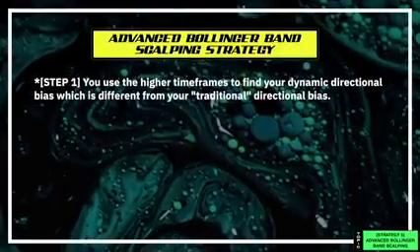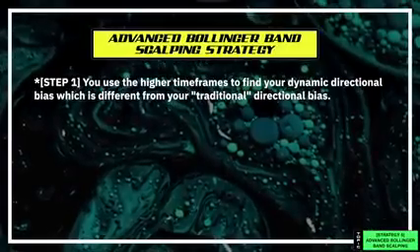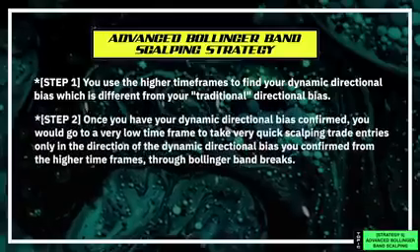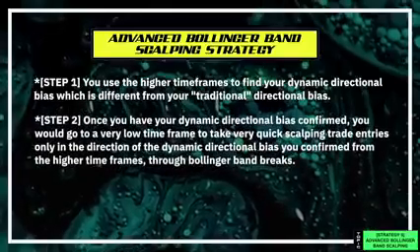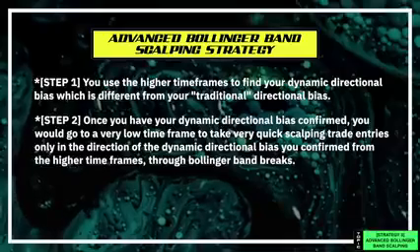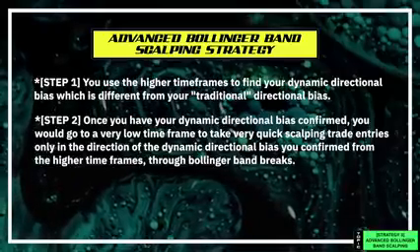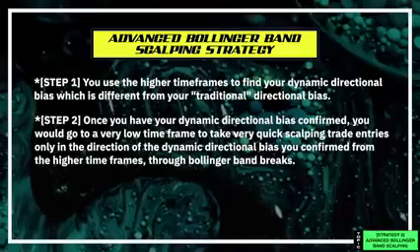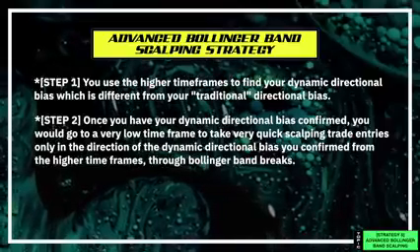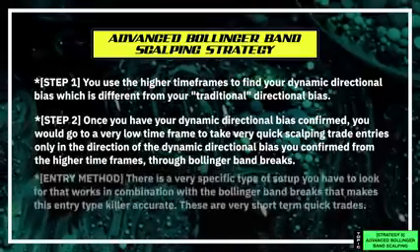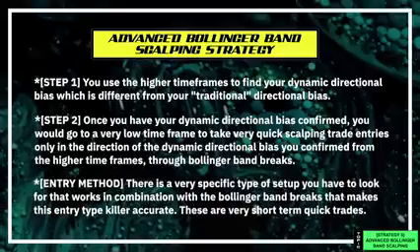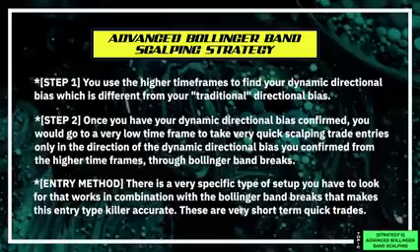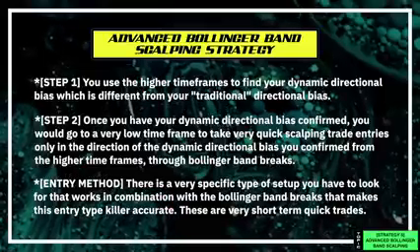Step 1. You use the higher timeframes to find your dynamic directional bias. This is different from your traditional directional bias. Step 2. Once you have your dynamic directional bias confirmed, you would go to a very low time frame to take very quick scalping trade entries, only in the direction of your dynamic directional bias you confirmed from the higher timeframes, through finding Bollinger Band breaks. There is a very specific type of setup you have to look for that works in combination with the Bollinger Band break that makes this entry type killer accurate. These are very short-term, quick trades.